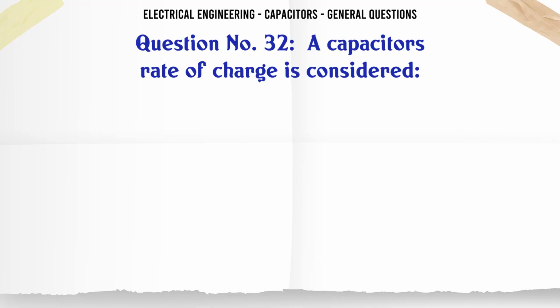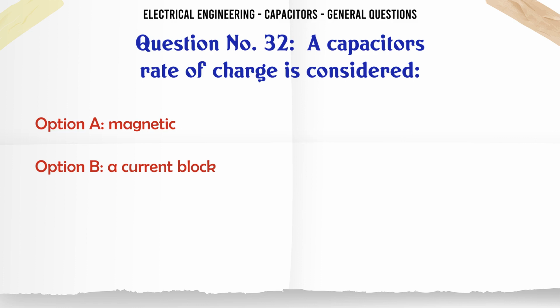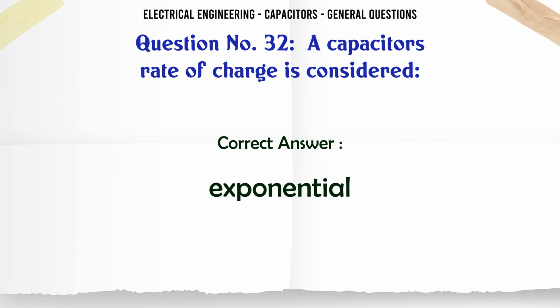A capacitor's rate of charge is considered A, magnetic, B, a current block, C, linear, D, exponential. The correct answer is exponential.